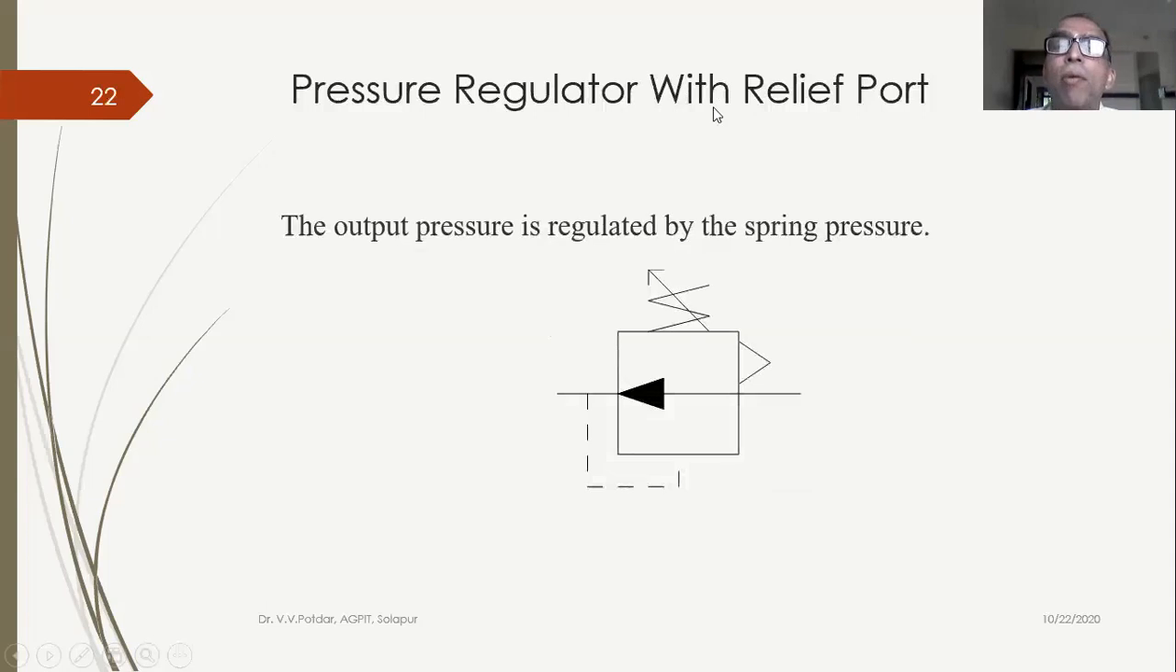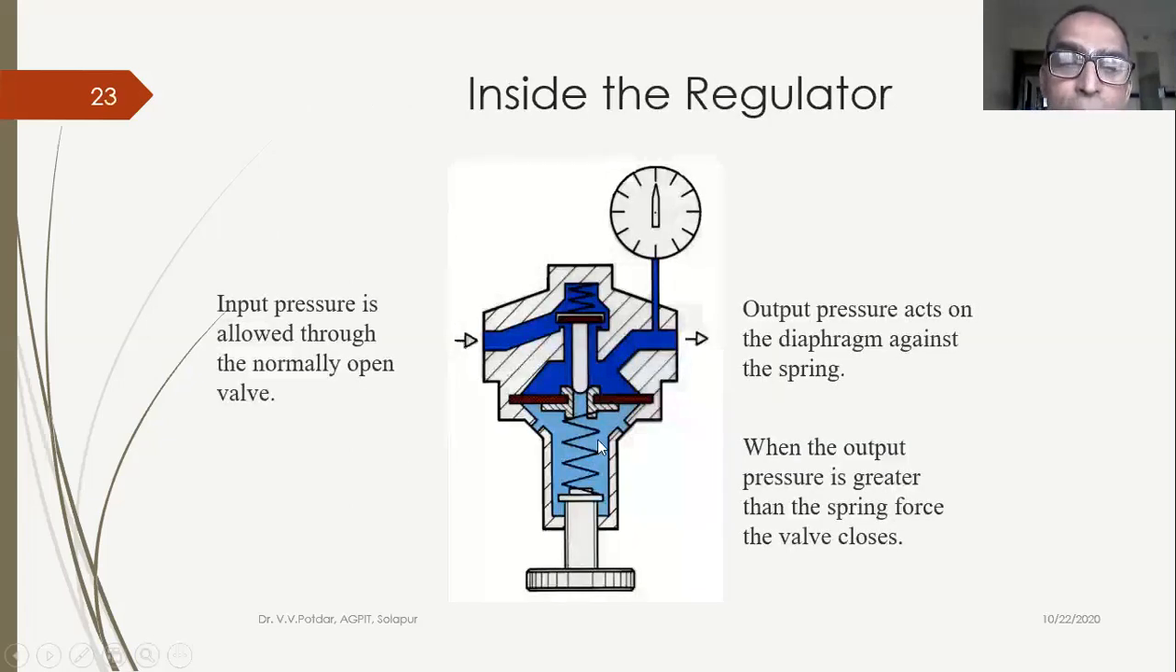Pressure regulator valve with relief port. This is the symbol. The output pressure is regulated by the spring pressure. We'll see the pressure regulator schematic sketch. This is a symbolic sketch. And then I have the inside of the regulator. See, be attentive. This is spring operated. So the pressure is regulated by using a spring of appropriate stiffness. I can preset the stiffness. This is the supply and this is the exhaust.